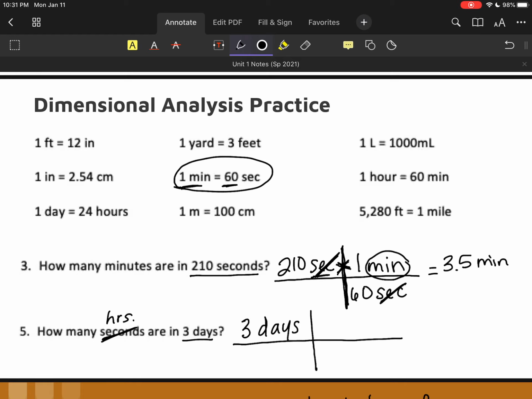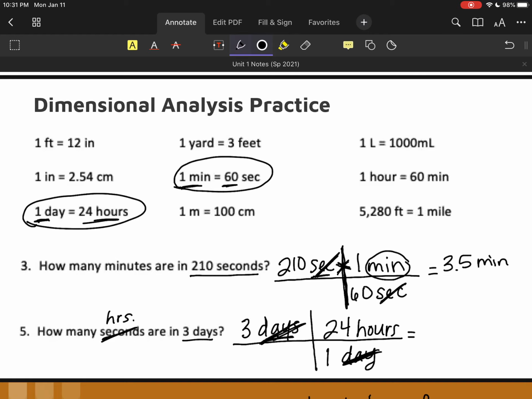Okay, so 3 days to hours. So let's see, here's my day in hours. Because I have day on top, I'm going to have day on the bottom, and it's just 1 day, and that's equal to 24 hours. So my day units are going to cancel, so I'm just left with 3 times 24 divided by 1. And I'm just typing it into my calculator, and we get 72 hours because I'm left with the hours units.